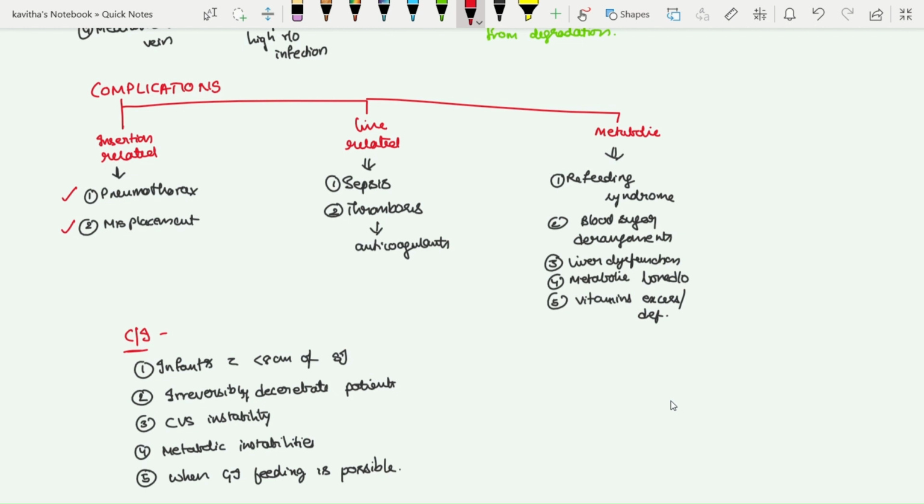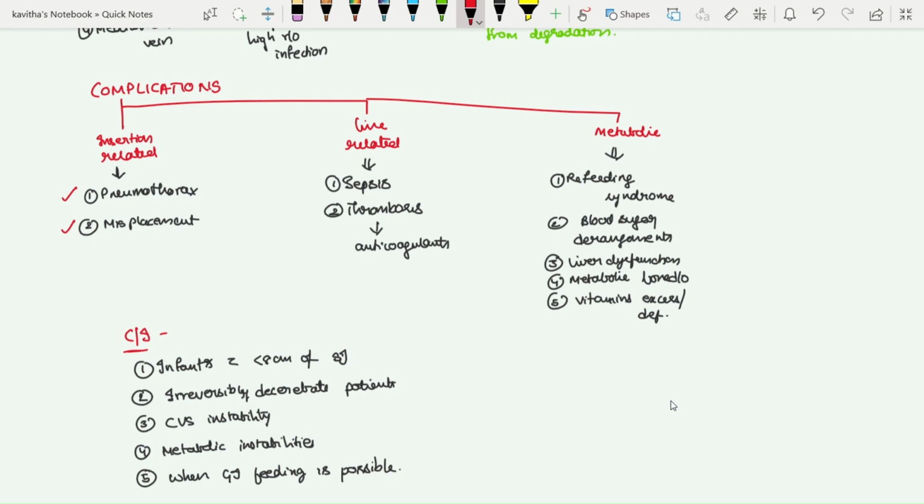Regarding misplacement, the correct position of the line is when the tip is at the inferior one third of the superior vena cava or at the atriocaval junction. So we usually take a check X-ray after placement of the catheter.